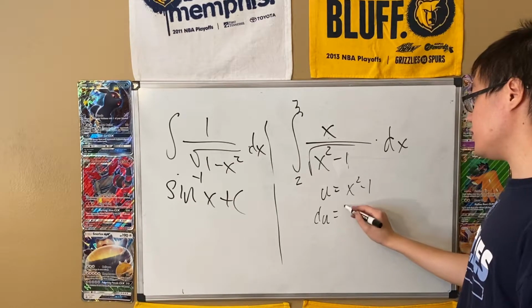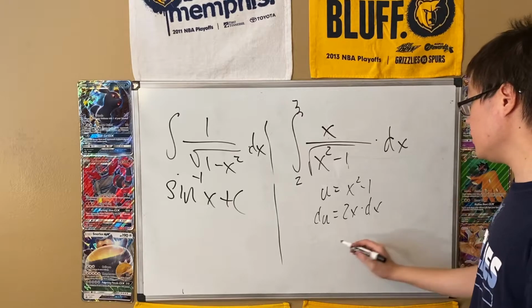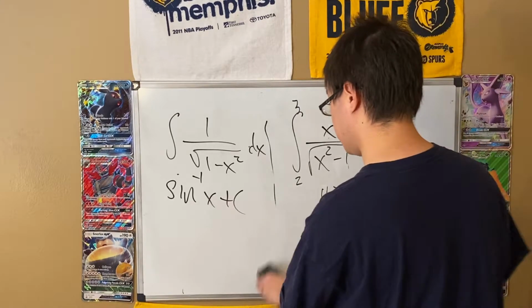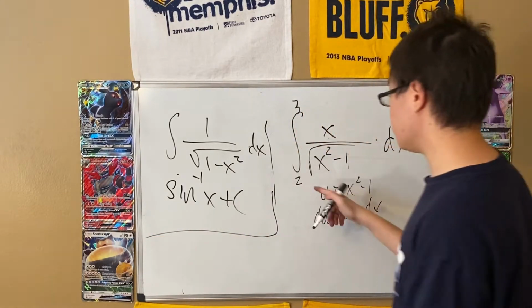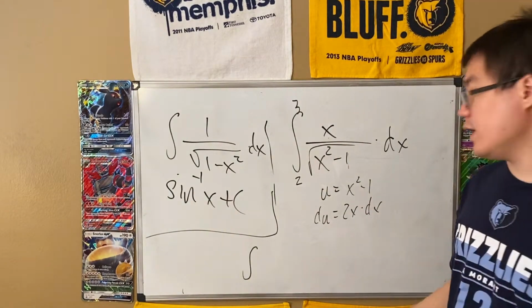Then you get du is equal to 2x times dx. Now we're ready for our new integral. So it looks like we need some more space here. Our new integral is going to be the integral, changing all of our x's to u's, one line at a time.